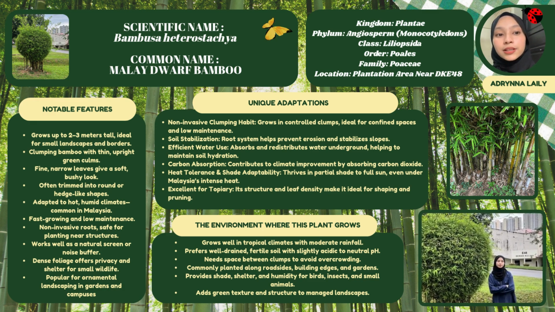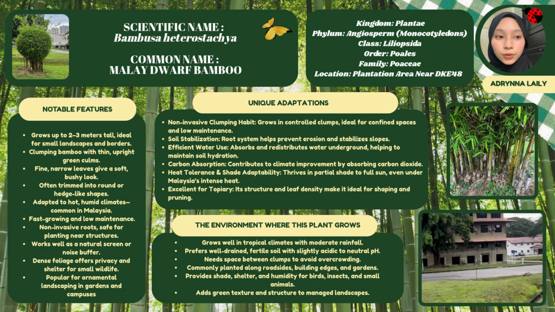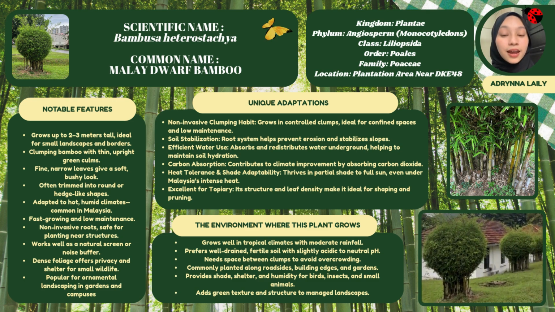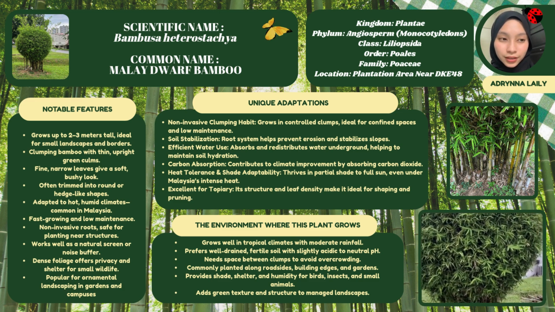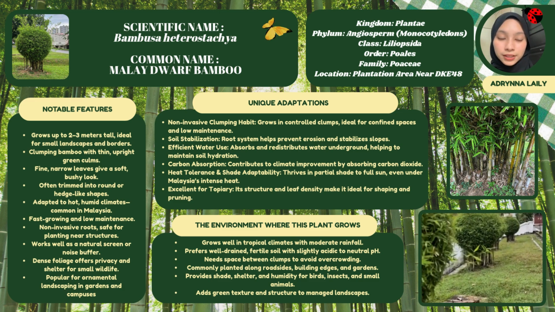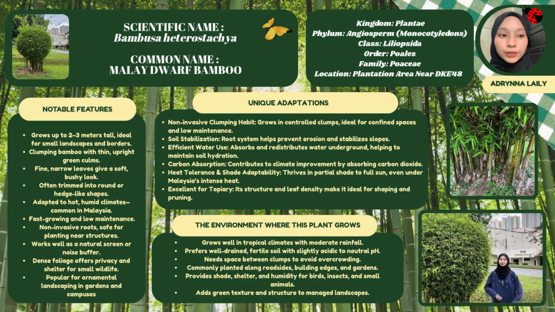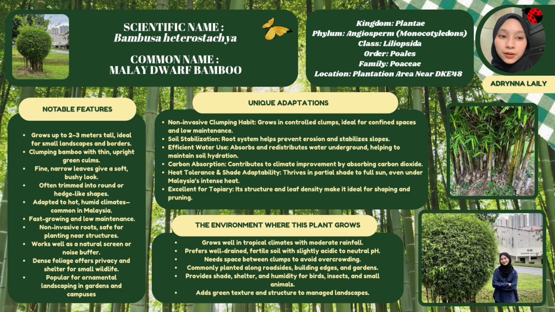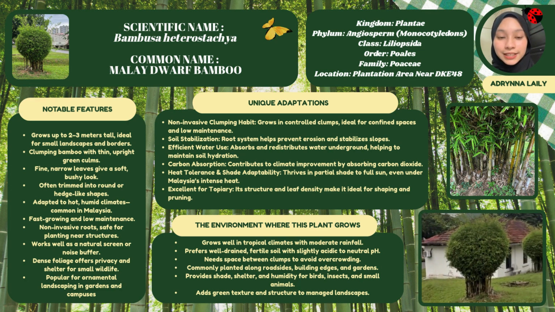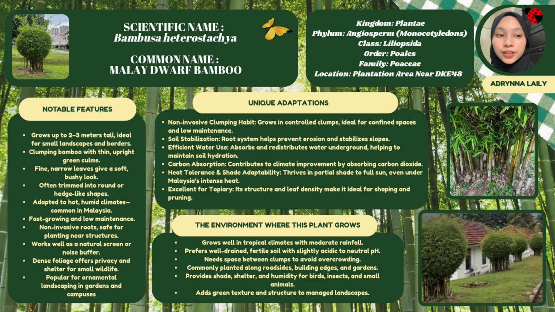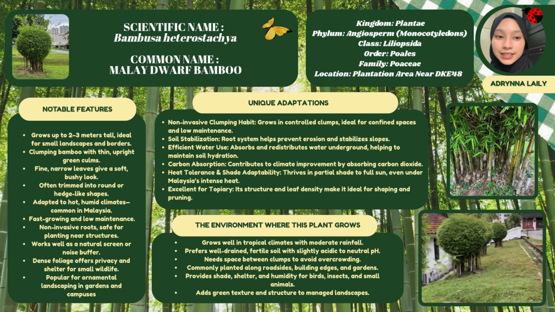Next is soil stabilization. Their root system helps to prevent erosion and stabilize slopes. It has efficient water use, where it absorbs and distributes water underground, helping to maintain soil hydration. It also has carbon absorption, where it contributes to climate improvement by absorbing carbon dioxide. It is unique also due to its heat tolerance and shade adaptability, where it thrives in partial shade to full sun even under Malaysia's intense heat.